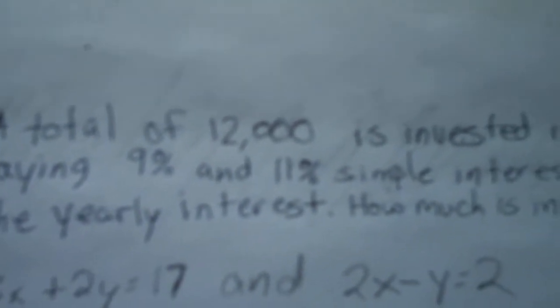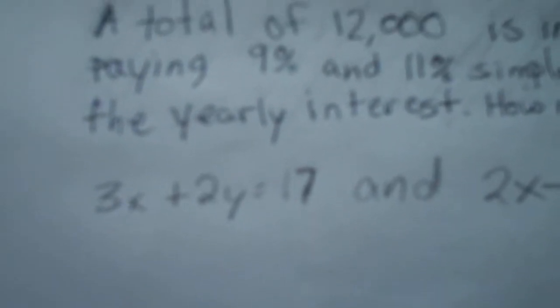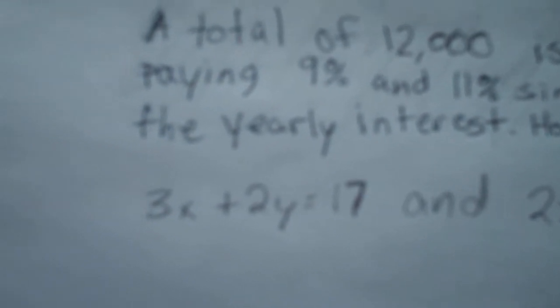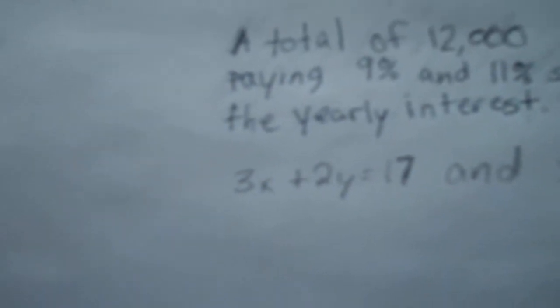Okay, so a system of linear equations is when you're given two equations and you must find the solution for both equations, so that x and y satisfy both equations. You can get word problems like this one. This one may seem pretty familiar to you if you've ever invested or done anything with the banks.